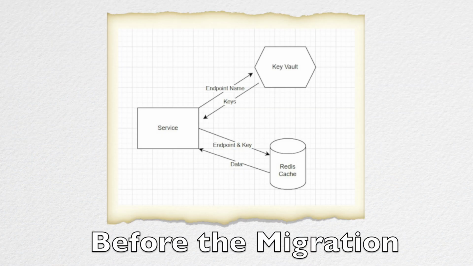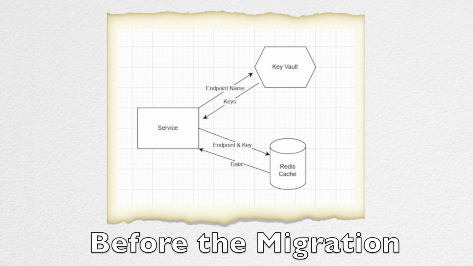Before the migration, a service typically stores the keys in a secure location like Key Vault, and then the service sends the endpoint name of the Redis for which it wants the keys, gets them from the Key Vault, and then sends the keys to the endpoint of the Redis cache to establish the connection and then get the data or push the data to the Redis cache.